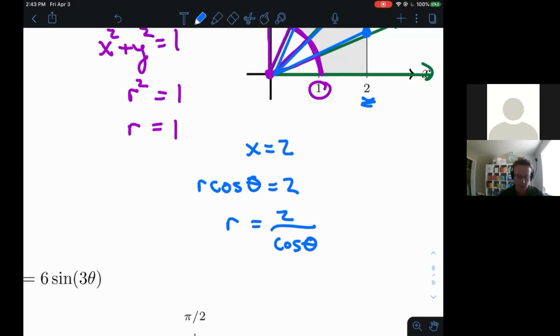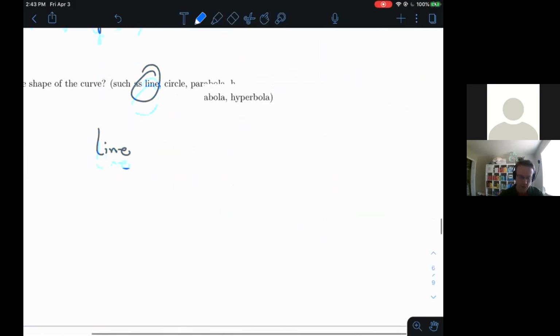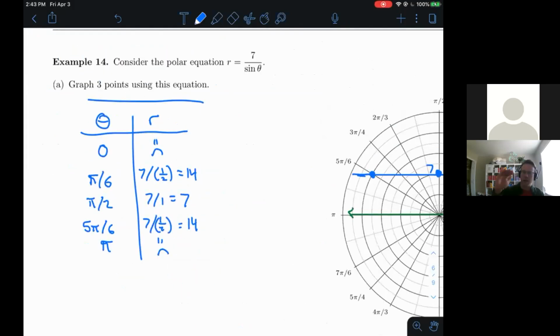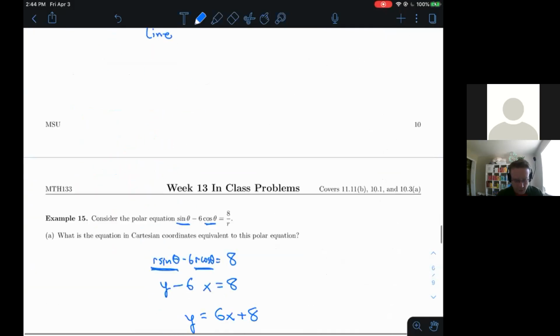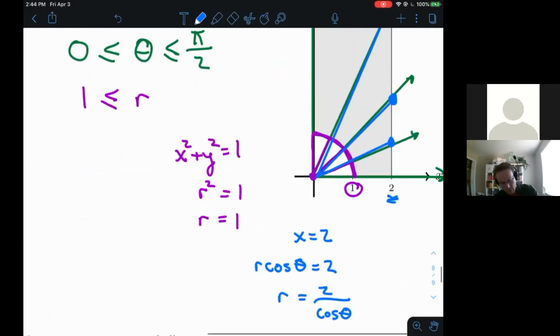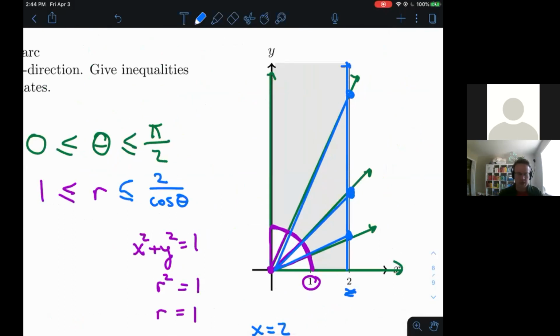This is actually quite similar to one that we had a couple pages ago, where we had 7 divided by sine theta was a horizontal line. It's maybe not surprising that when you divide by cosine, you get a vertical line. So for our upper bound here, we exit the region by 2 over cosine of theta. That's where we actually exit the region along this straight up and down line right here. So this is how we could do inequalities if we really wanted to.